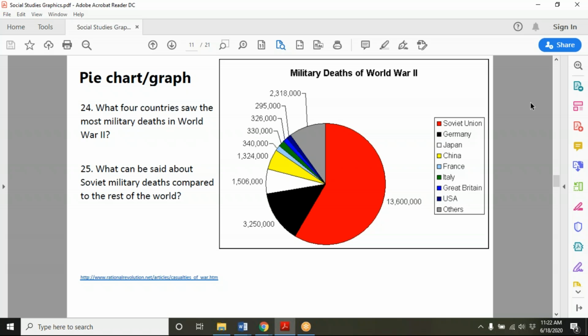Okay, so pie charts, got to look at the information in front of you, make sure you're not mistaken. This gives us the raw numbers of deaths. It doesn't give us percentages of this pie. And if there was a question about how many soldiers died in World War II, you'd have to add up all those numbers, right?